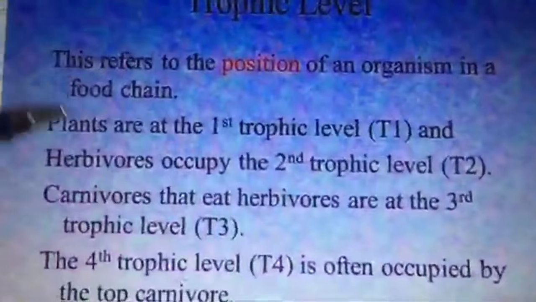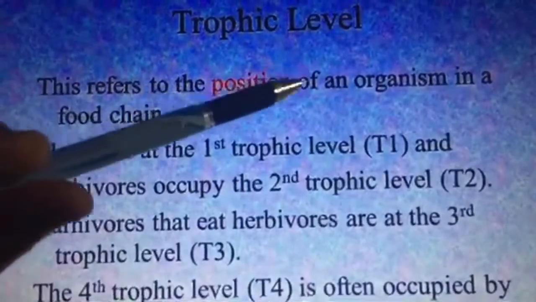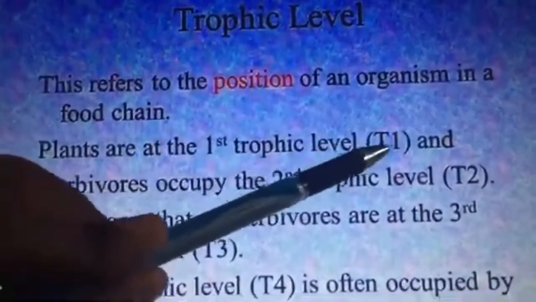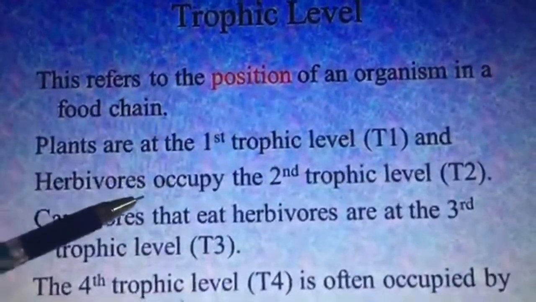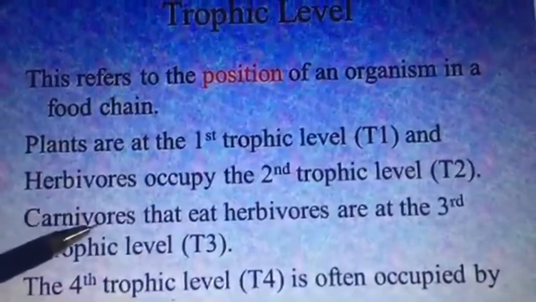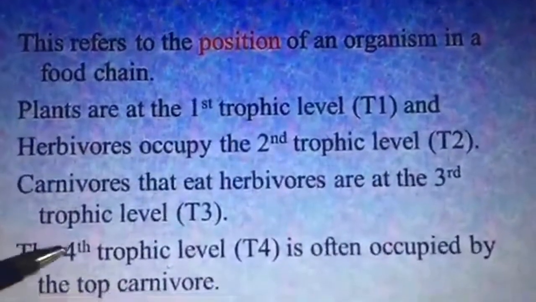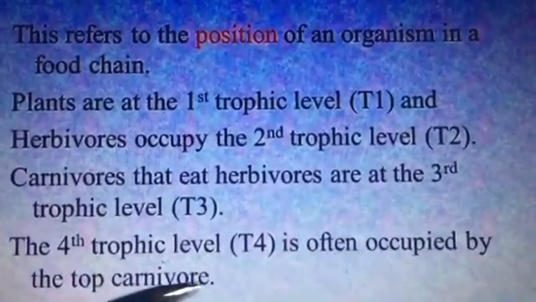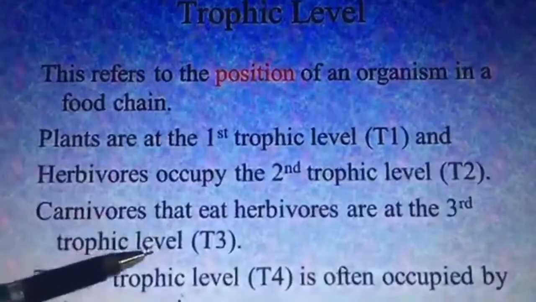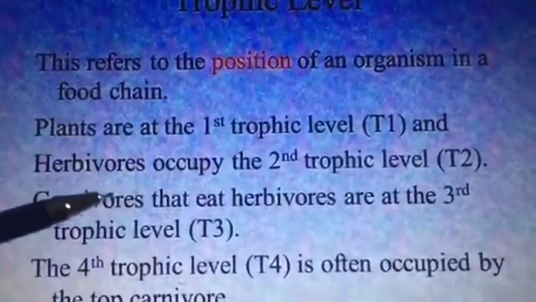Next, trophic levels. It refers to the position of an organism in a food chain. Plants are the first trophic level, called T1. Herbivores occupy the second trophic level, called T2. Carnivores that eat herbivores are at the third trophic level, T3. The fourth trophic level, T4, is often occupied by the top carnivore. So in an ecosystem, a maximum of 3 to 4 trophic levels only is available. After the fourth trophic level, the energy will reduce.